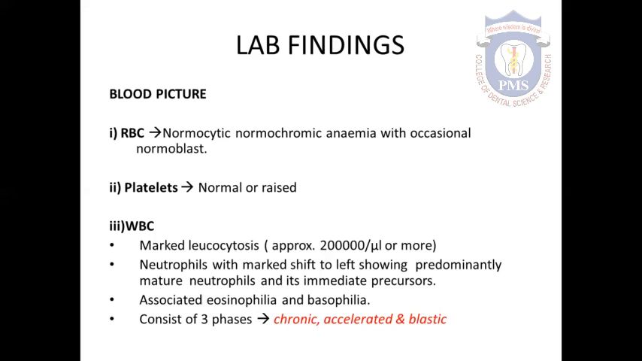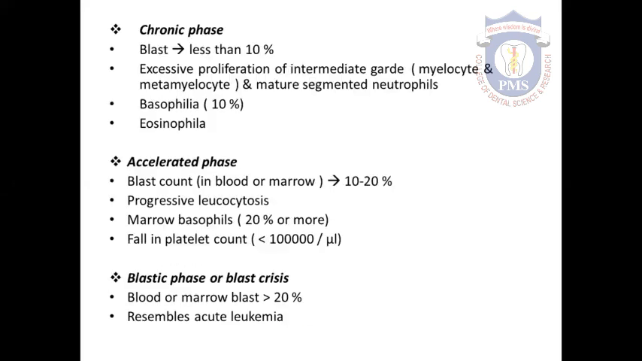Chronic myeloid leukemia can be divided into 3 phases: chronic phase, accelerated phase, and blastic phase, especially based on the percentage of blasts seen in the bone marrow or peripheral blood. First is the chronic phase or the early phase. In this, the blast percentage is less than 10%. Usually in chronic phase, the blast percentage is about 2 to 3%. Anyway, it will be less than 10%.